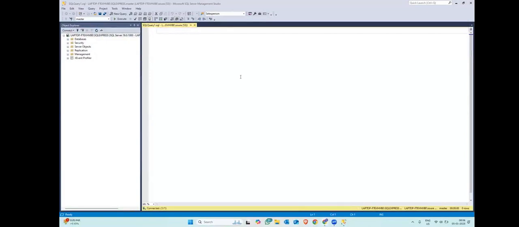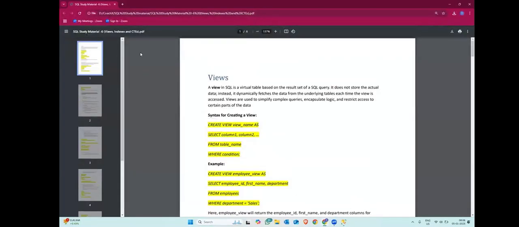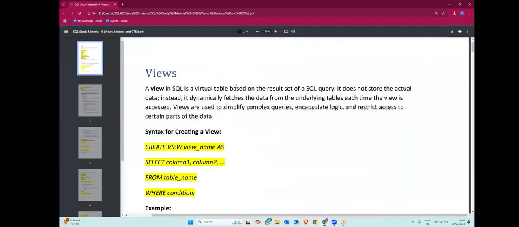Be views, indexes, and CTEs. So three things we will be covering today. We will start with views. We'll understand what is a view. Then we will move forward with a few other topics.